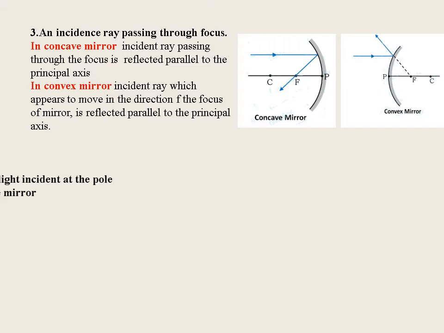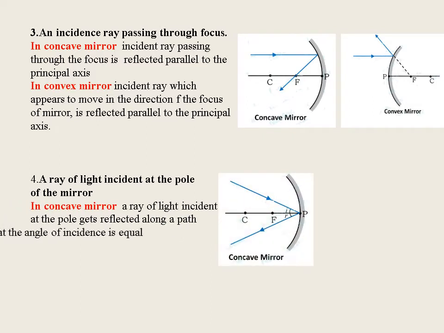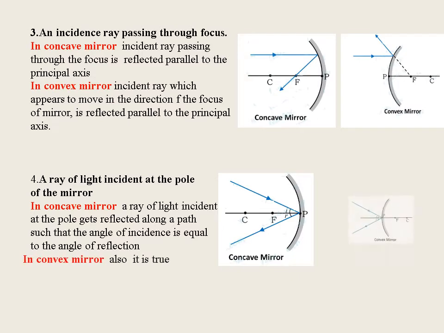A ray of light incident at the pole of the mirror. In a concave mirror, a ray of light incident at the pole gets reflected along the path such that the angle of incidence is equal to the angle of reflection. This is also true for a convex mirror.